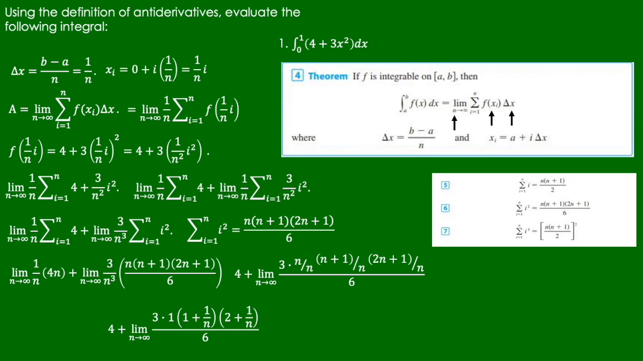This simplifies. And then when you let the limit approach, you'll get this.